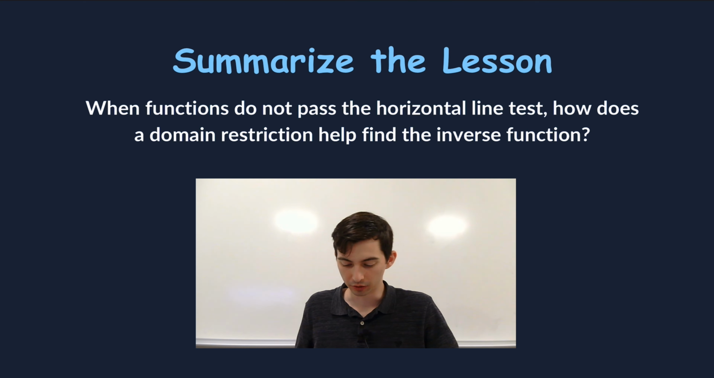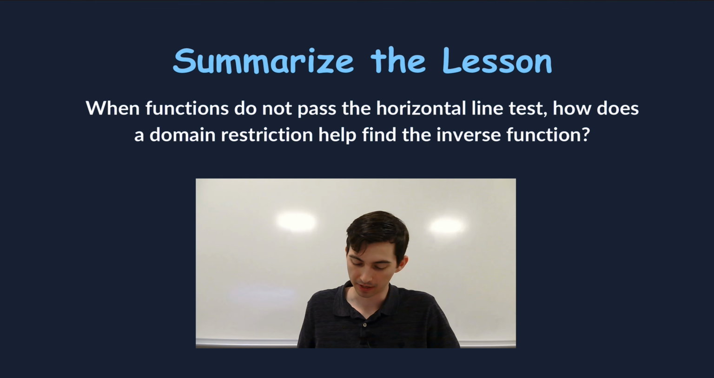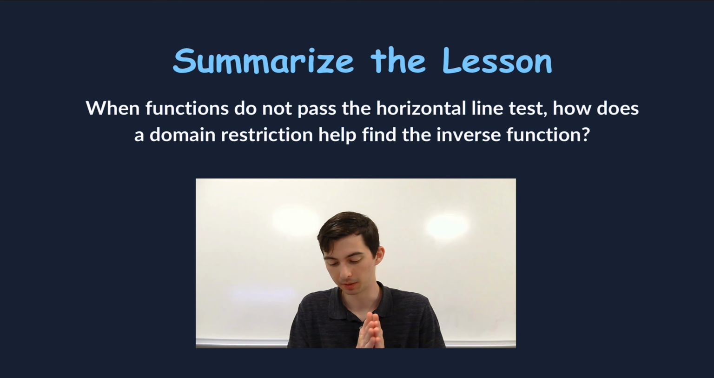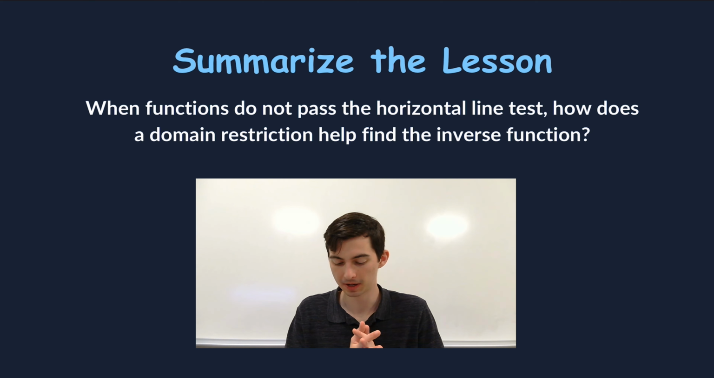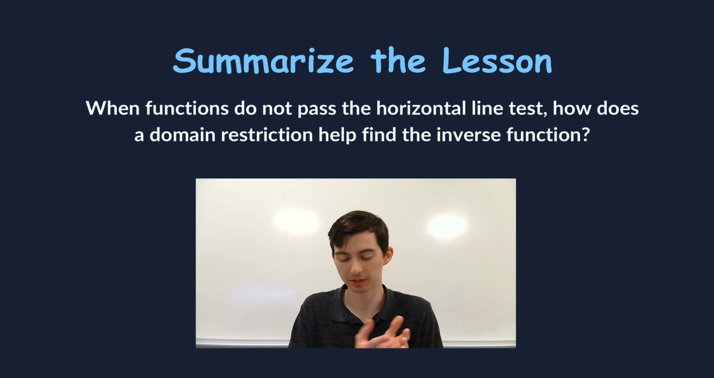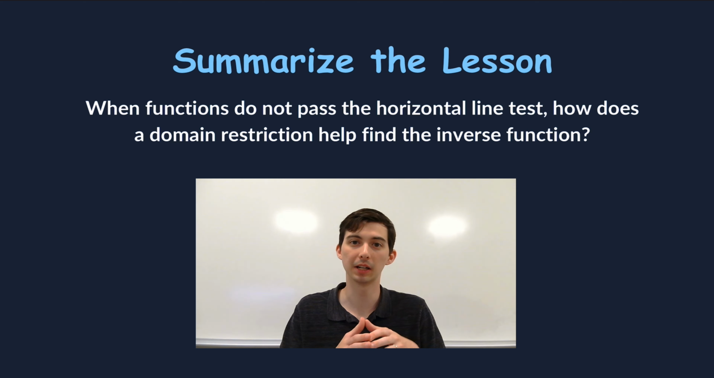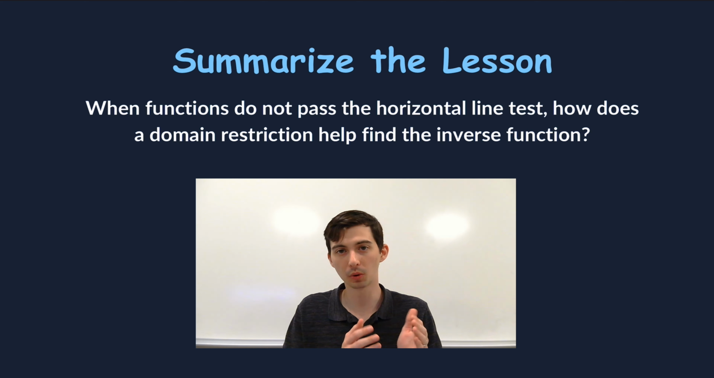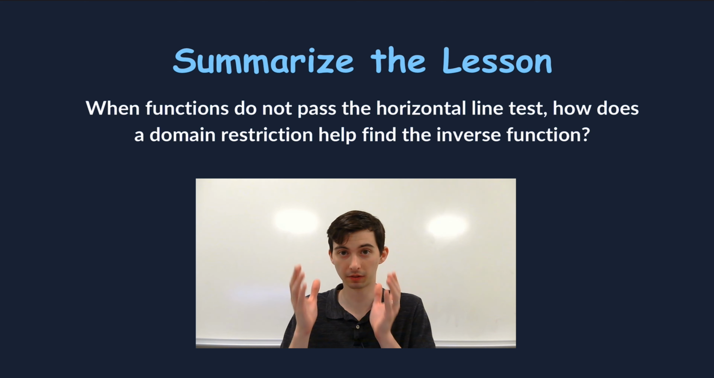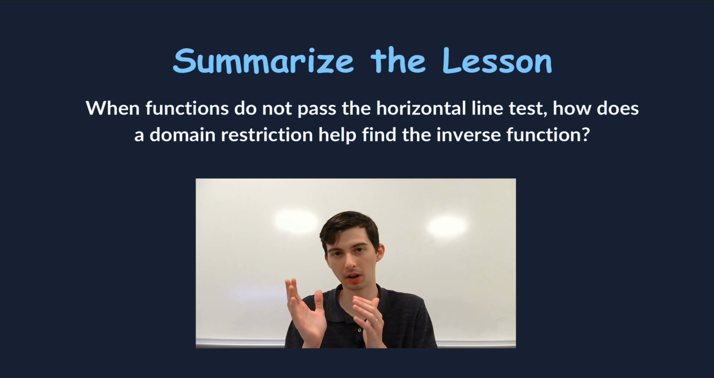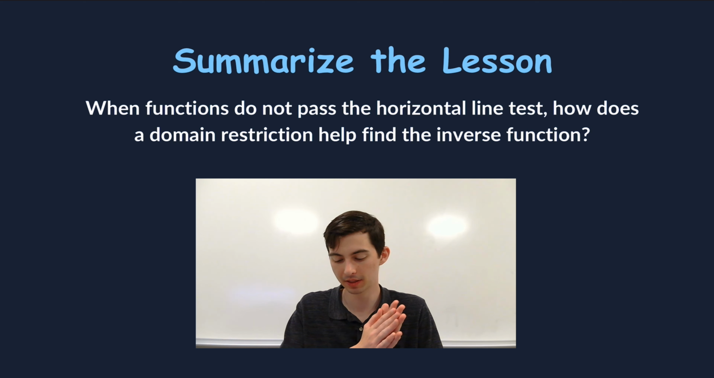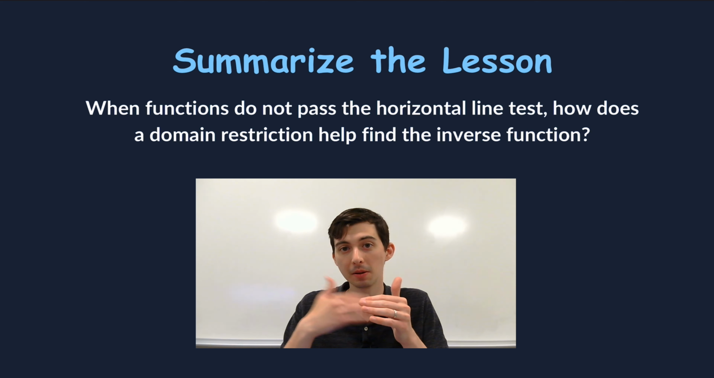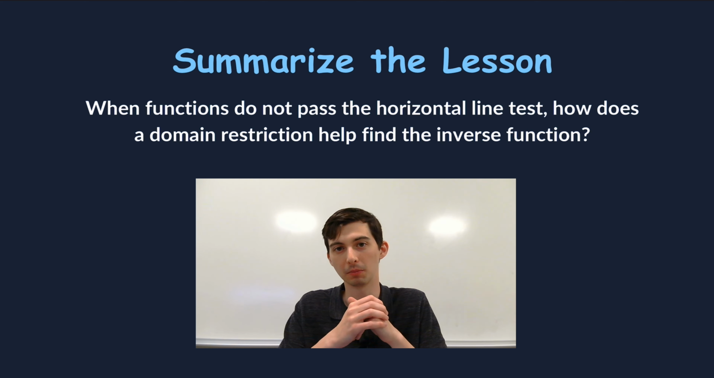So when functions do not pass the horizontal line test, how does a domain restriction help find the inverse function? Well, when we are dealing with quadratics and square root functions, we end up with two different graphs that we could have for the square root because we could be taking the positive or the negative value of it. And so the horizontal line test will help us focus our attention on half of that parabola. And then we can see, using range restrictions, which range matches the inverse of our domain.